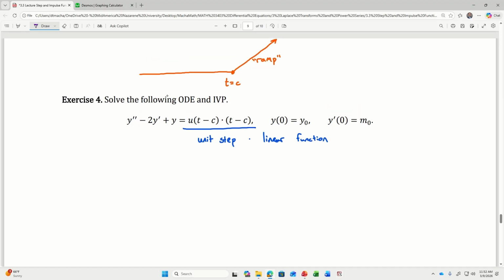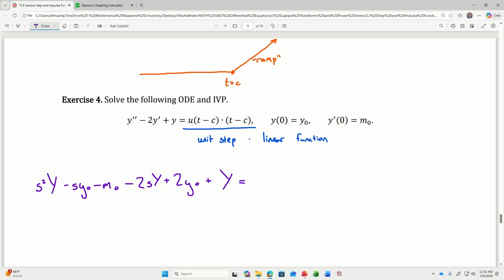Okay, but let's do this with the ramp. We've got s squared Y minus sy0 minus y'0 minus 2sY plus 2y0 plus Y equals, and this is the tricky part where you'd have to consult your table of Laplace transforms.